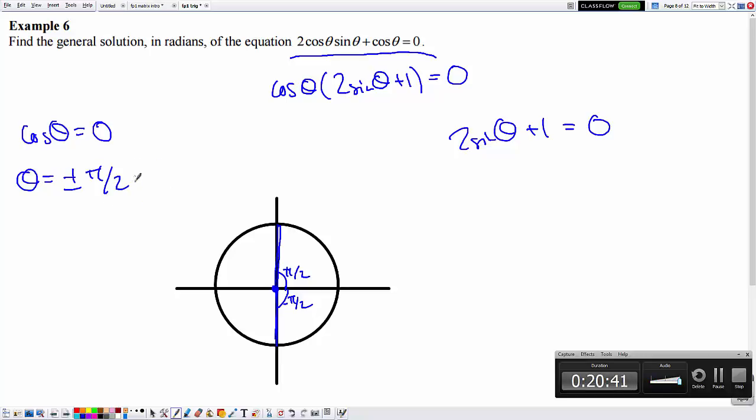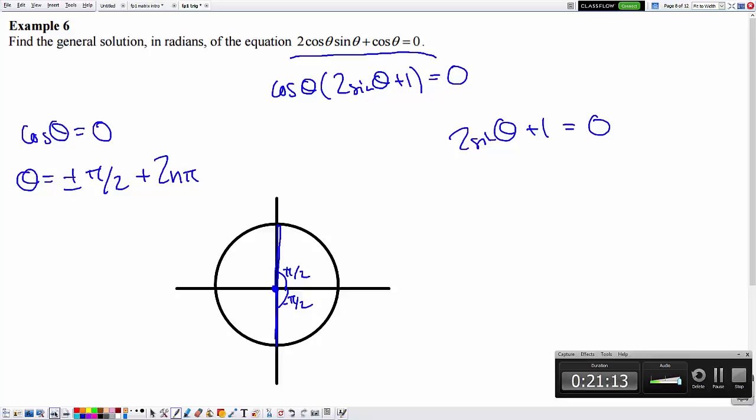And as I said before, cos repeats every 360 degrees, and you can get that from the graph as well if you wanted to. So it's plus 360, or in this case, it's in radians, so it's plus 2 pi. Remember, 360 degrees is 2 pi, so it's 2 pi n. Or usually I would actually prefer writing 2n pi. It's just a preference. So theta is equal to plus or minus pi over 2 plus 2n pi.